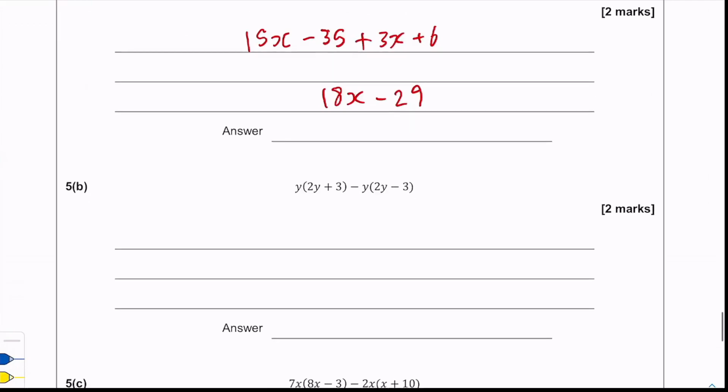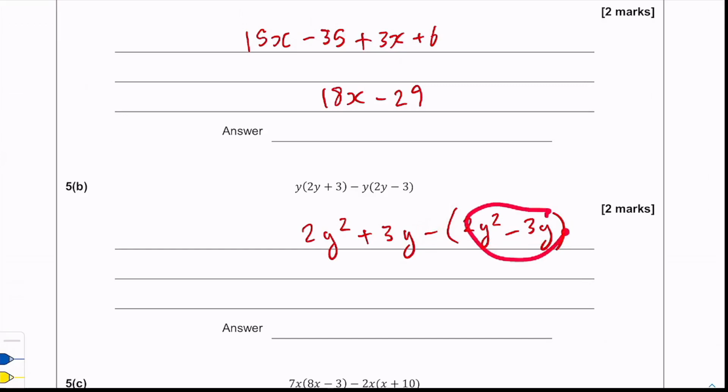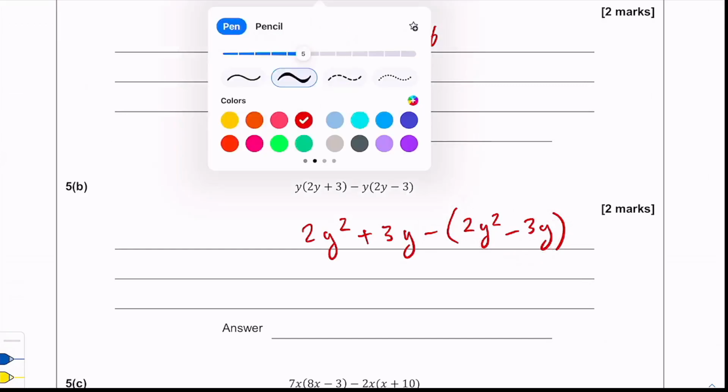Okay, right, the next one, we've got y times by 2y, so 2y squared. Y times by 3 is plus 3y. We've then got take away, and then I'm going to put a bracket here for all the terms that are expanded, and I'll tell you why in a second. So y times by 2y is 2y squared, and y times by negative 3 is negative 3y. The reason I've put this bracket in here and here is because we need to take away everything inside. So we've got a double negative, so it's just a bit easier to see it when we put a bracket in as well. Okay, so let's do that.